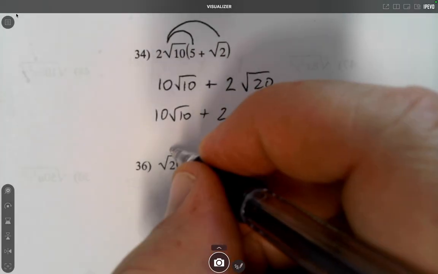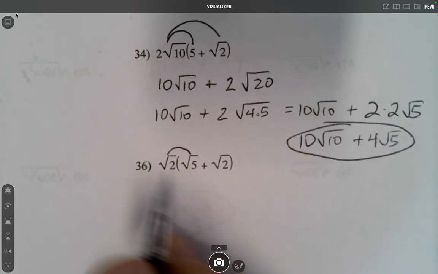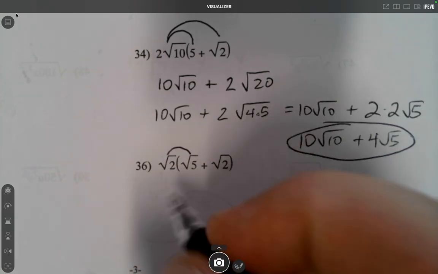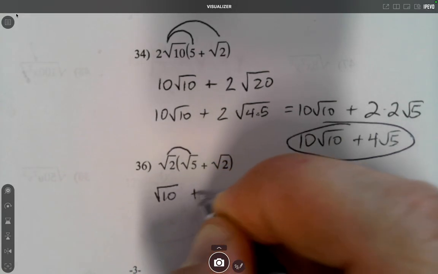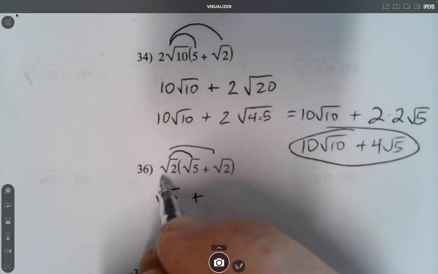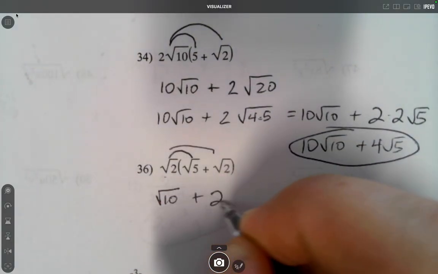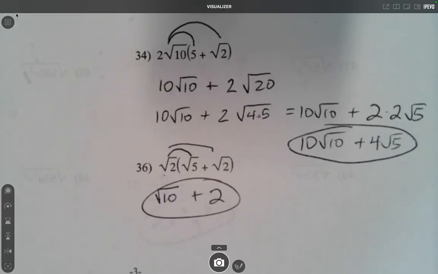Okay, here, these are all square roots. We can combine all of them as far as multiplying is concerned. 2 times 5 is 10, so we get square root of 10. Square root of 2 times square root of 2 is 2. Square root of 2 times the square root of 2 is the square root of 4, and the square root of 4 equals 2.